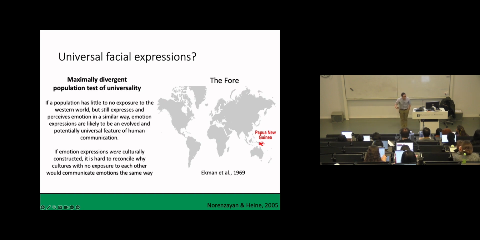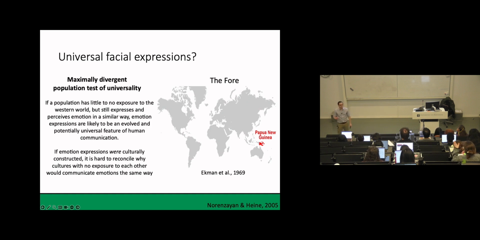The idea underlying the maximally divergent population test of universality is that if a population has little to no exposure to the Western world, but still expresses emotion in the same way, it's most likely some sort of evolved and potentially universal feature of human behavior. If a culture has no exposure to the West and they still do it the same way, it's really hard to reconcile why they could have somehow learned, well, I guess culturally transmitted this information, but instead it points to this idea that it's much more likely to be some sort of evolved mechanism. Does that make sense?